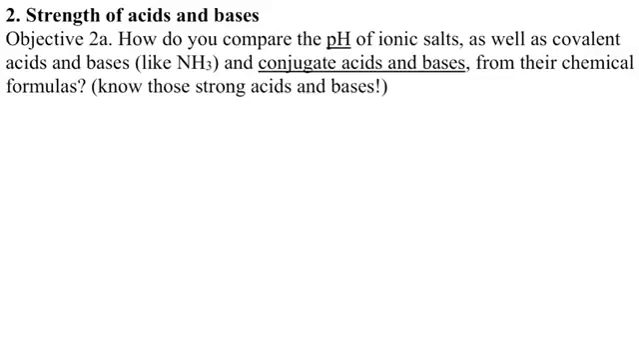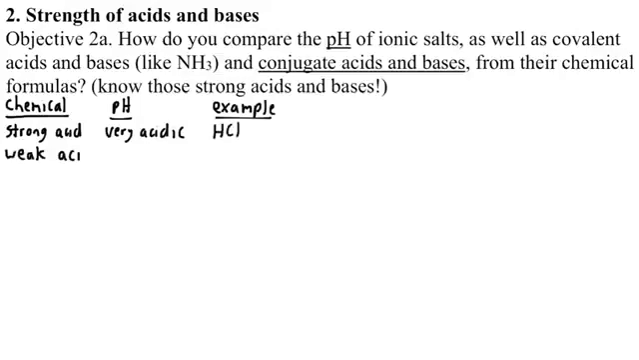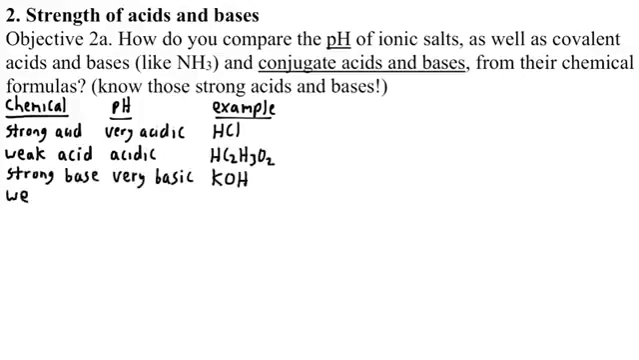Okay, this is probably the most important slide. We're looking at knowing if something is acidic, basic, or neutral just by looking at its formula. So, if you have a strong acid, it's very acidic, like HCl. If you have a weak acid, then it would be acidic, less acidic than a strong acid for the same concentration, like acetic acid. Strong base, very basic, like KOH. A weak base would be less basic for the same concentration, like NH3. So those are pretty obvious.